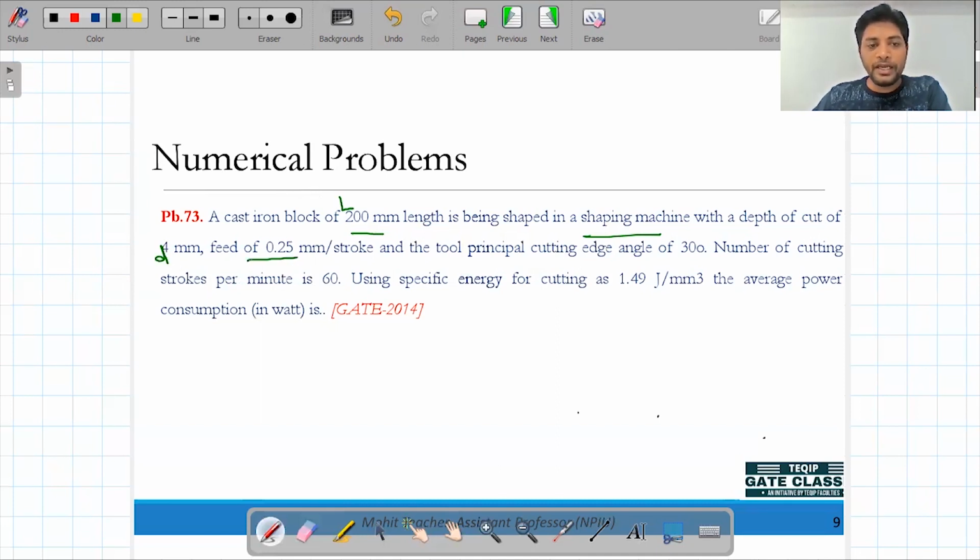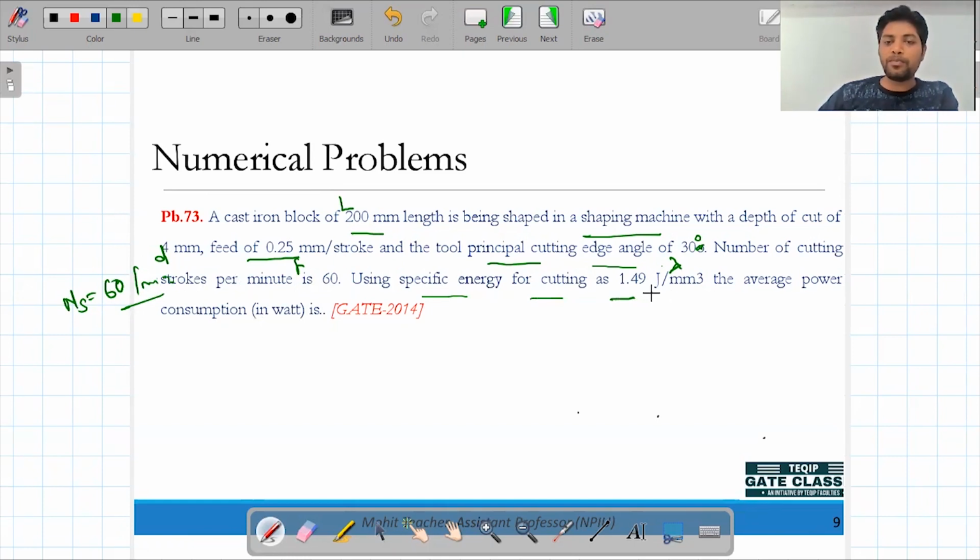Feed is 0.25 mm per stroke. Tool principal cutting edge angle is 30 degrees. It's not this one, this is the 30 degrees. The number of cutting strokes per minute is 60, meaning NS is given to you, that is 60 per minute. Specific energy for cutting is 1.49 joule per mm cube.